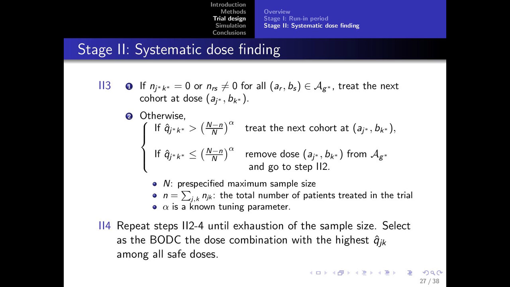So that's the basic idea. We just repeat these steps until exhaustion of the sample size, and then we select the BODC as the dose combination with the highest estimate of efficacy.